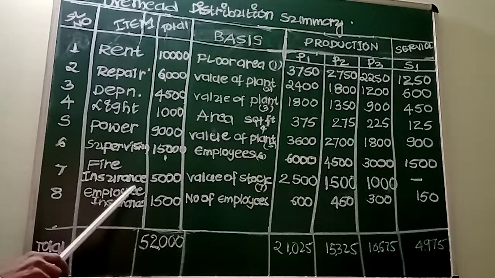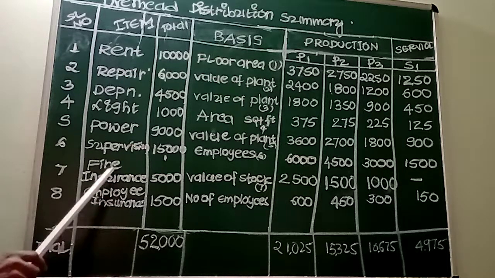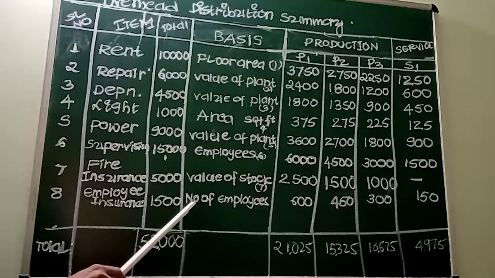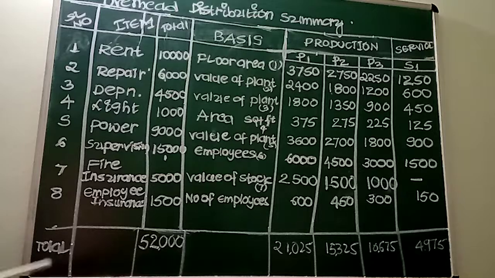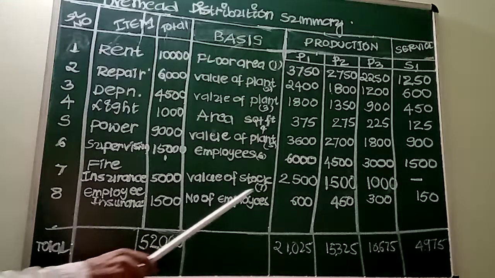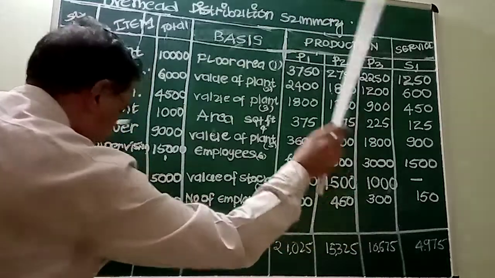Last, employees insurance. How do you apportion this employees insurance? This is basically on the basis of the number of employees. The number of employees is already given in the problem: 20, 15, 10 and 5. So again you have to go back to the 4 is to 3 is to 2 is to 1 ratio. If you divide 1,500 in that ratio, you get 600, 450, 300 and 150.